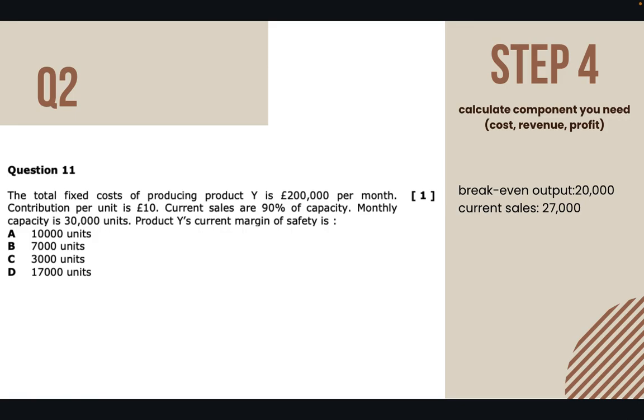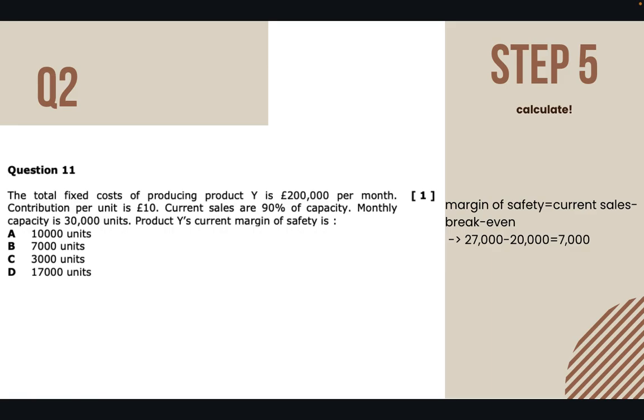Then we calculate our components. The break-even output is 20,000 and the current sales is 30,000 times 90% equals 27,000. And margin of safety is the current sales minus the break-even output. So it will be 27,000 minus 20,000 equals 7,000.